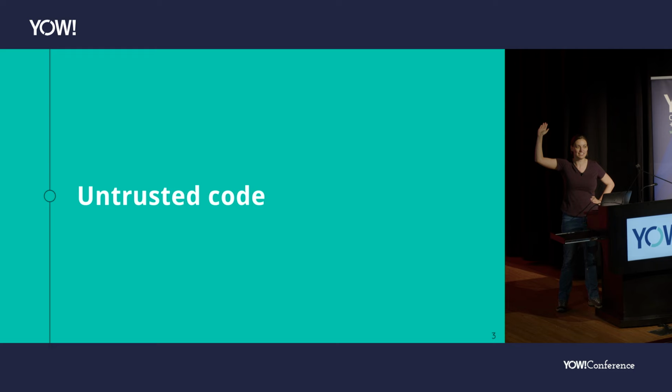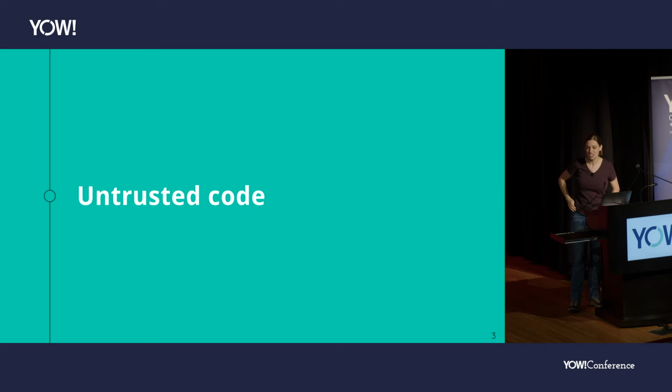Who runs this kind of code from strangers on the internet in some kind of sandbox, like a container or a VM or something? Oh yeah, a few hands, doing good. Most of us don't. But I really liked Radia's trusted versus trustworthy. We tend to trust a lot of code, whether it's trustworthy or not, and I'm not going to judge. This talk is going to focus not so much on the code that we trust, but the situations where we're running untrusted code that we really, really can't trust.